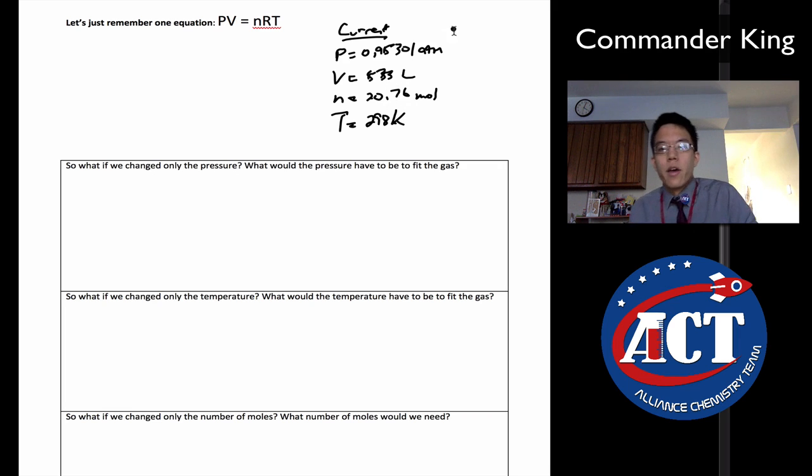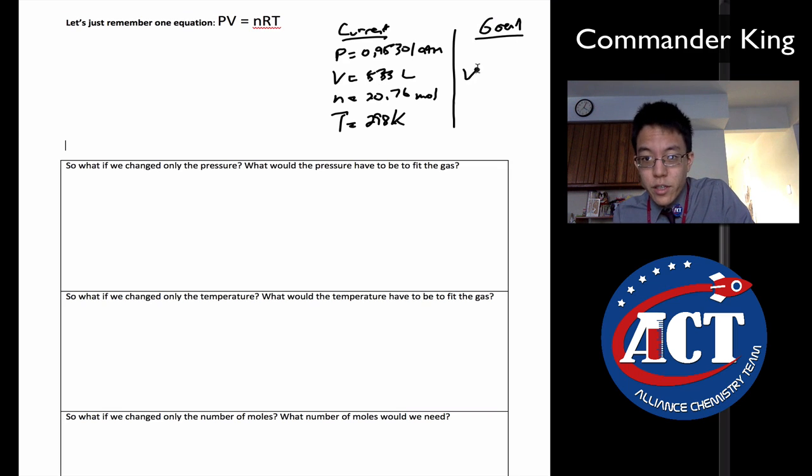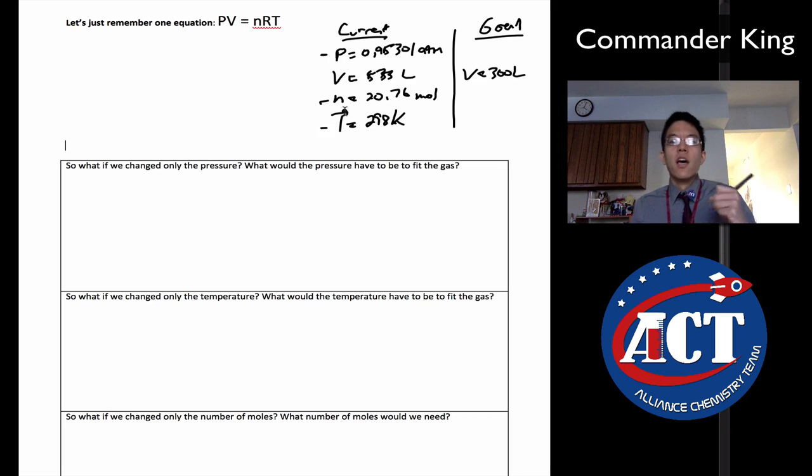All right, I only have one goal, and my only goal is to get the volume to 300 liters. I could change anything else. I could change the pressure, the moles, or the temperature. And we listed briefly what we might do in terms of increasing or decreasing those amounts. So let's see if those play out.